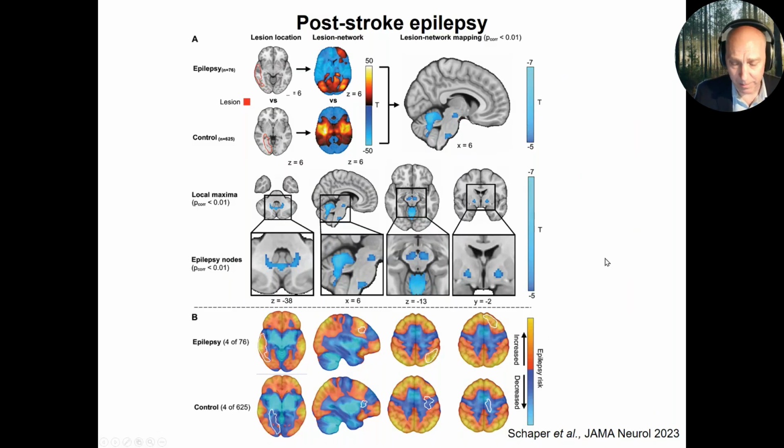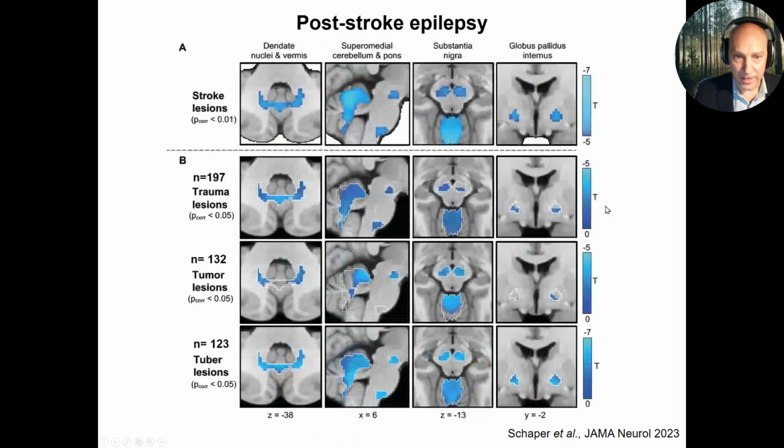And that way you can build an epilepsy risk map, but that's kind of out of context right now. And this finding of the dentate nuclei, the vermis of the cerebellum, the supramedial cerebellum, and two parts of the pons, the substantia nigra and the internal globus pallidus, could be reproduced in almost every population that we studied: trauma, patients with traumatic brain injury, tumors, tuber lesions. In other words, there is a risk map for lesions in the brain. Whatever lesion you have, whether it's a bleed or a brain tumor or a tuber, if these lesions are connected to any of these hotspots, then you have an increased risk for developing epilepsy.